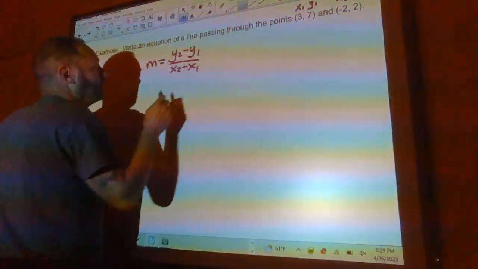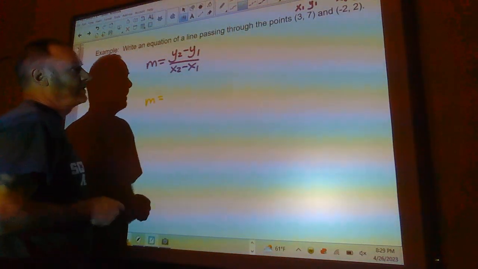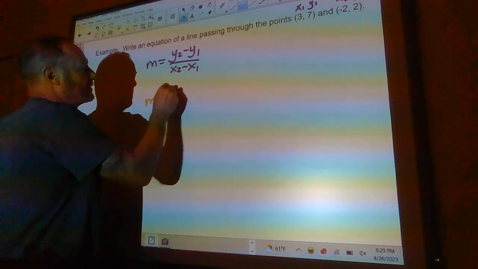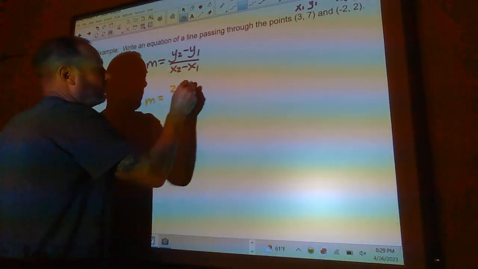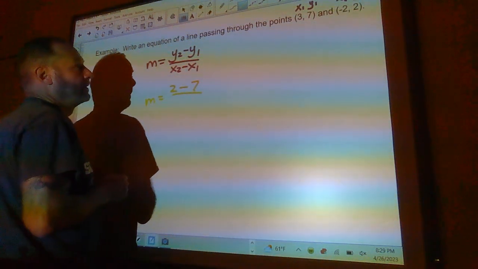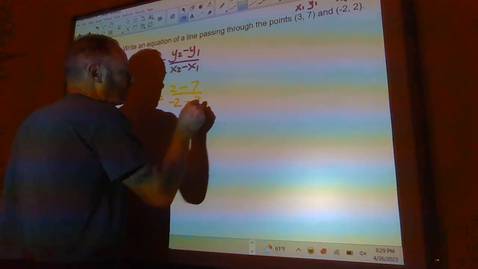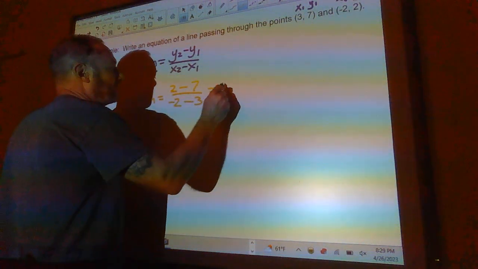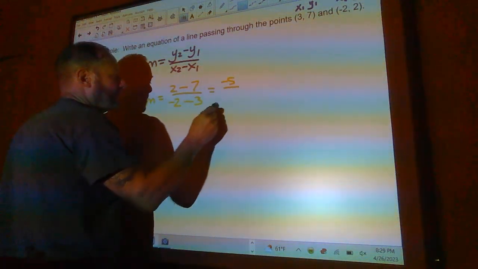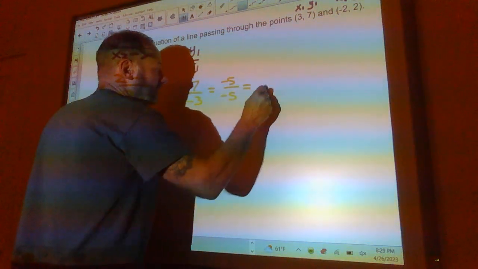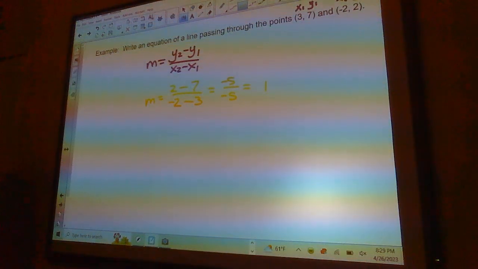So now we would have m would equal y2, which is going to be 2, minus y1, which is 7, all over x2, negative 2, minus x1, which is 3. So I'm going to get negative 5 on the top. I'm going to get negative 5 on the bottom. That makes 1. So my slope is 1.